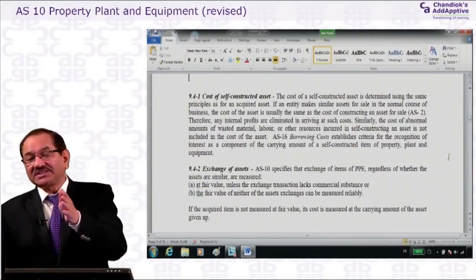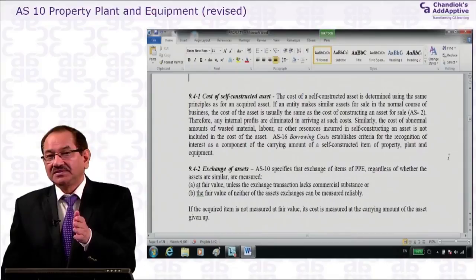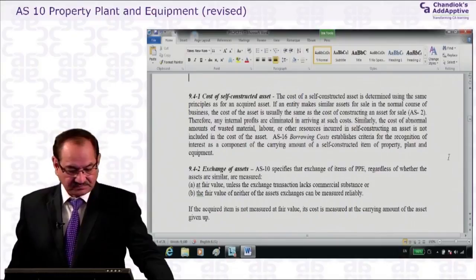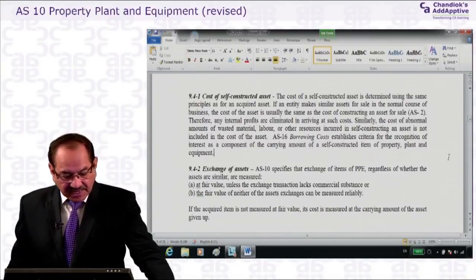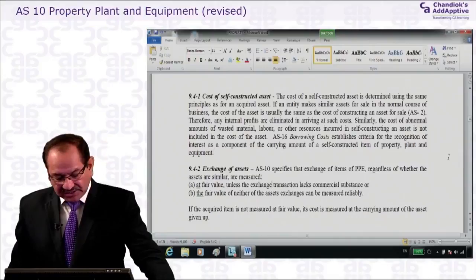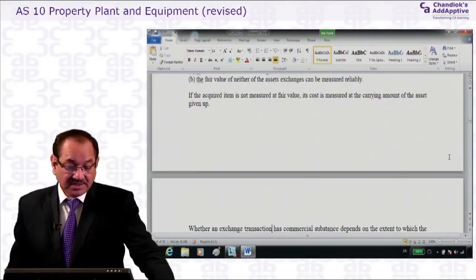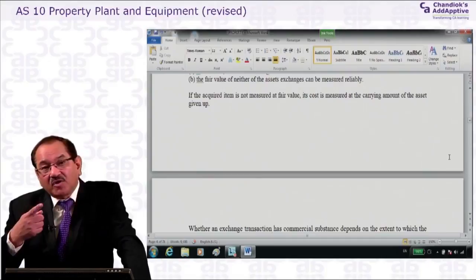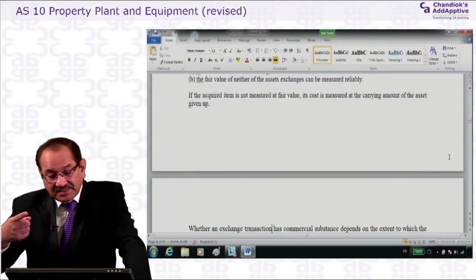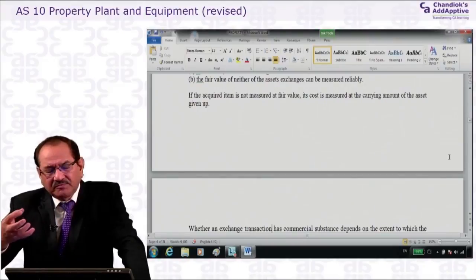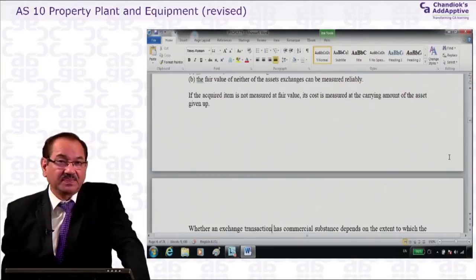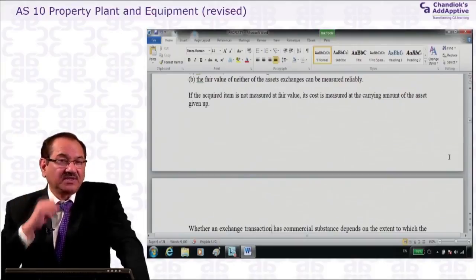But if it lacks commercial substance, then the principles are different. What are the principles? If the acquired item is not measured at fair value, its cost is measured at the carrying amount of the asset given up. It says that if it can't be measured at fair value, then the carrying amount will be of that asset. The asset which was acquired, in this case plant and machinery, you can't measure the fair value of plant and machinery.